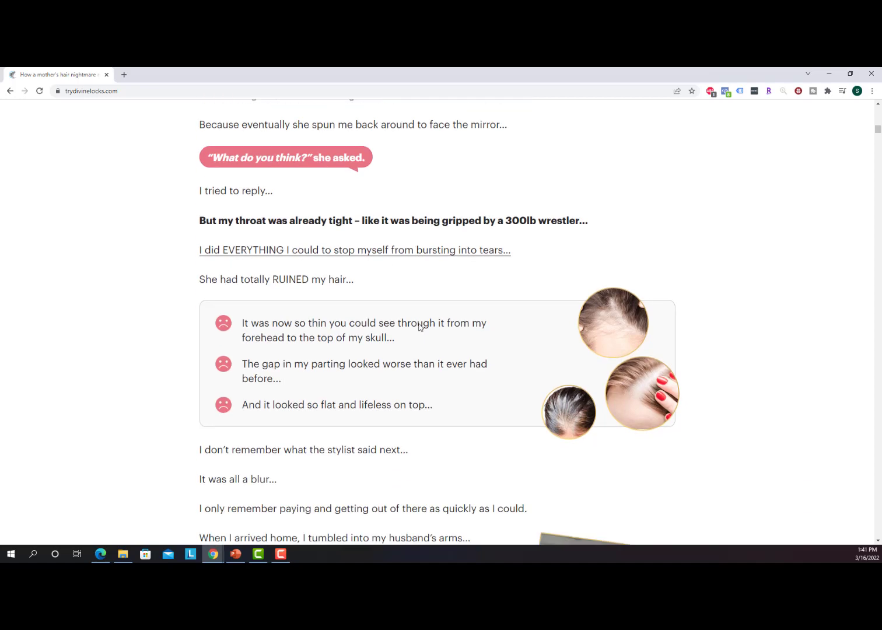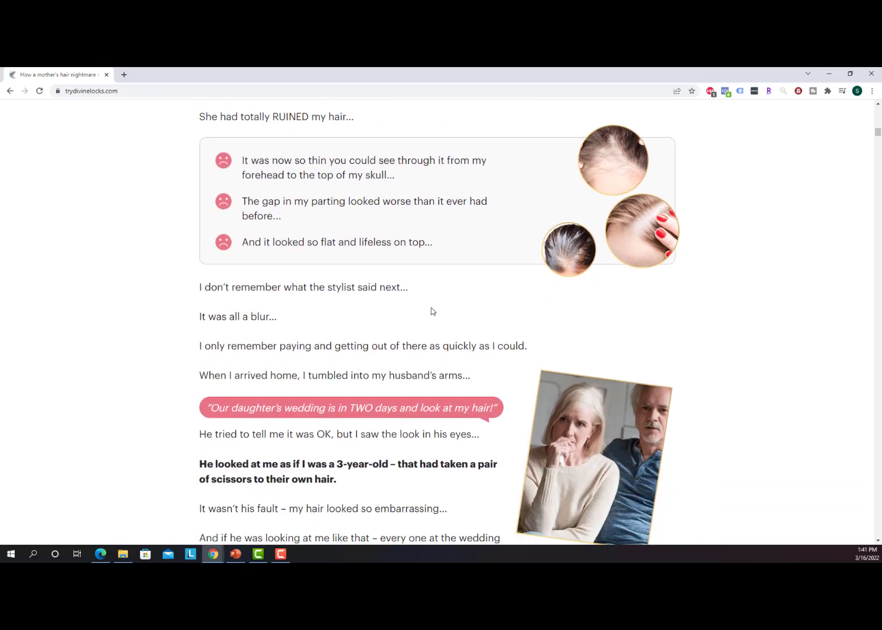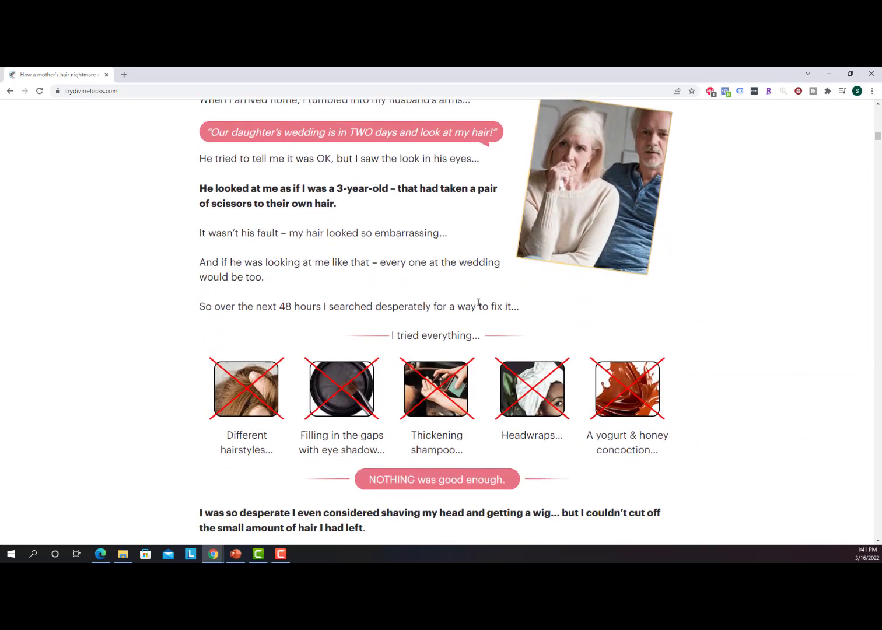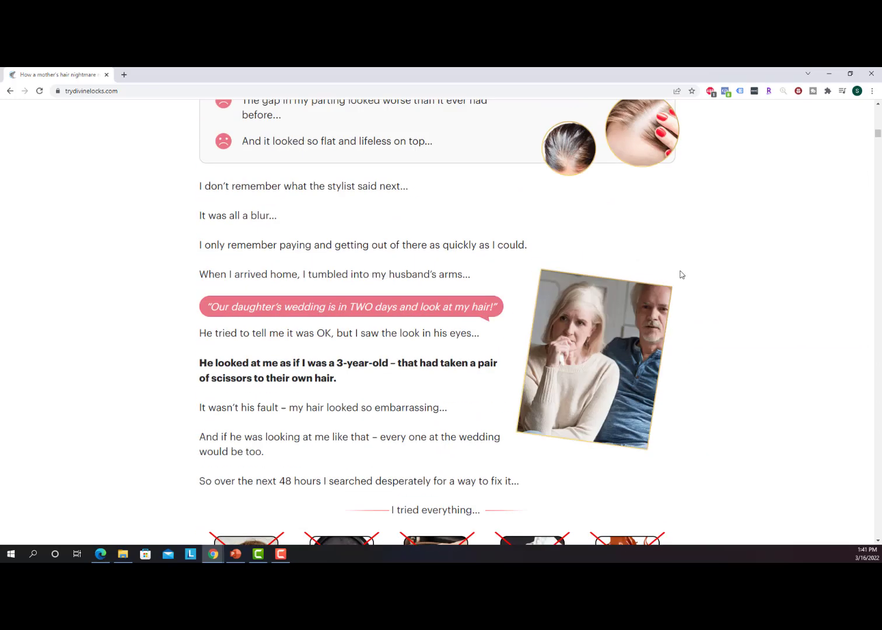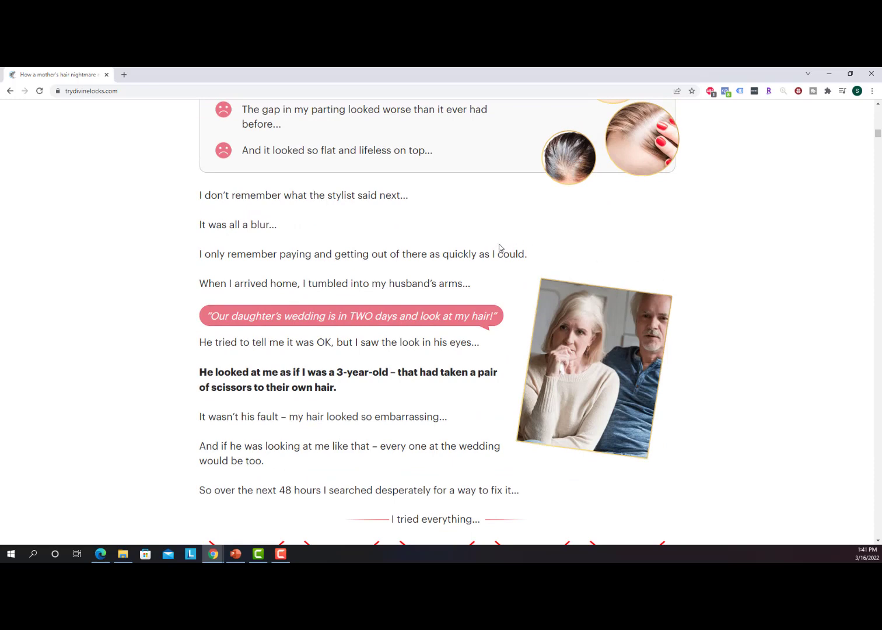She had totally ruined my hair. Okay, now we're understanding how this connects to the wedding. It's really keeping everyone on edge because it's a very emotional story. A wedding, especially your children's wedding, is a huge, huge event in parents' lives. And this offer is definitely targeted to women over the age of 40. So this is an event that a lot of the target audience can relate to.